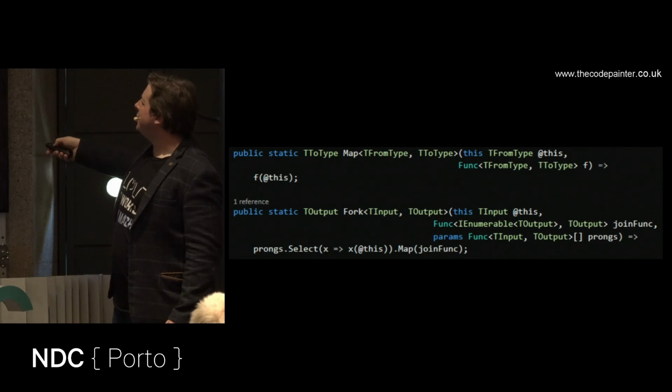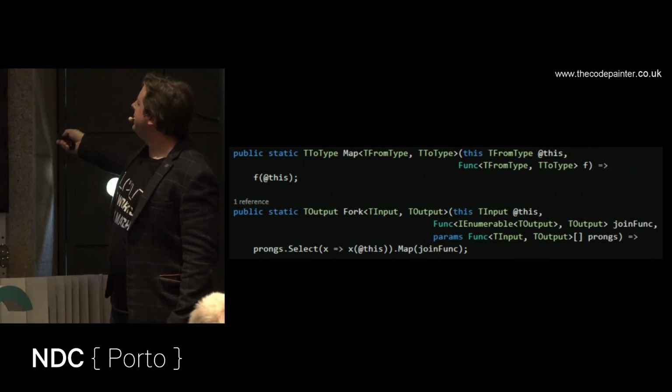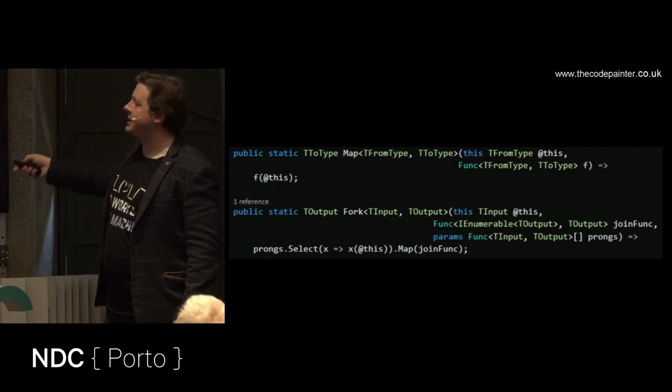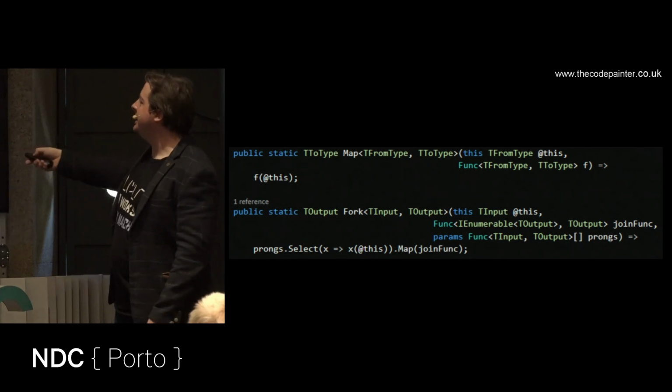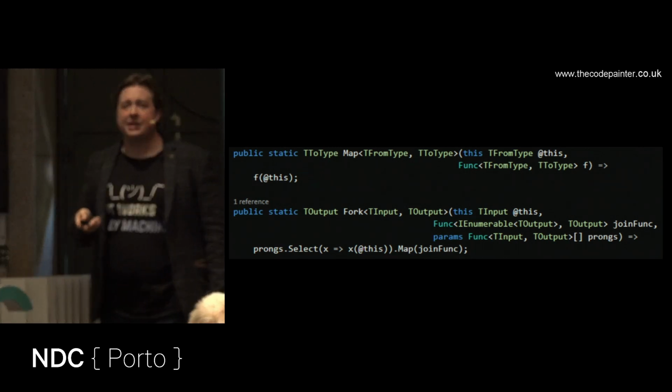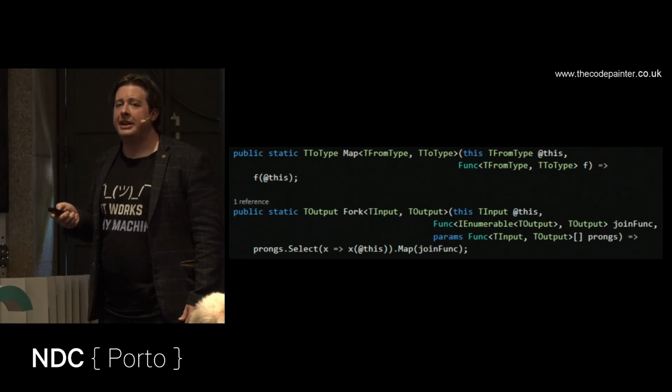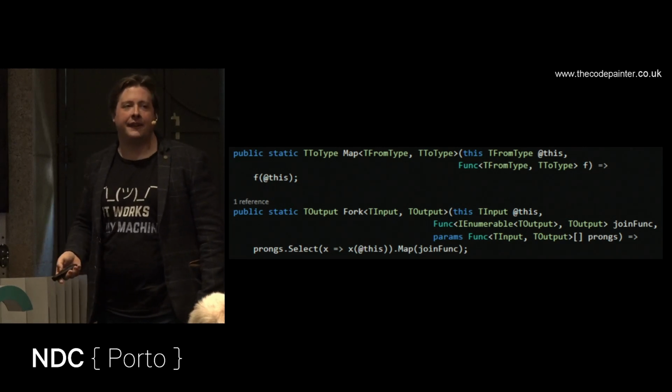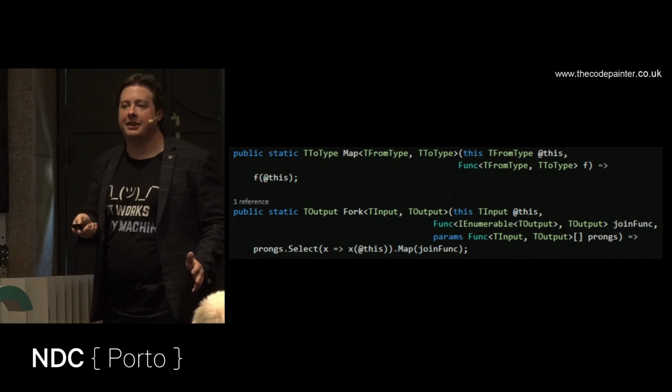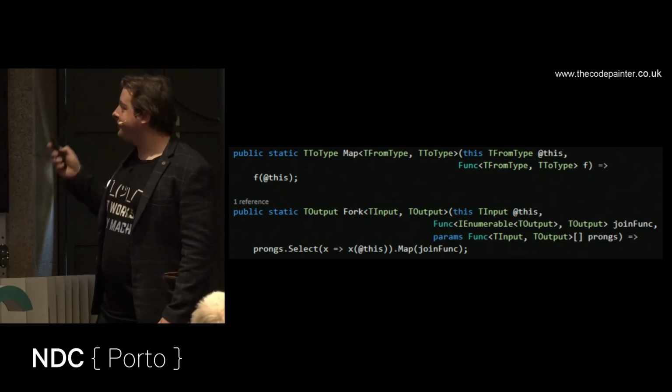And then the fork is just take the join and then a param, so you can stick as many prongs as you like, each of which is a func. So these are the sorts of fun things you can do when you start playing around with the idea of higher order functions, that is, functions passed around as parameters.